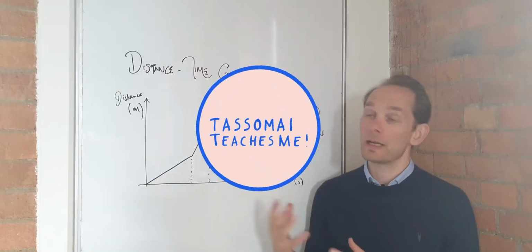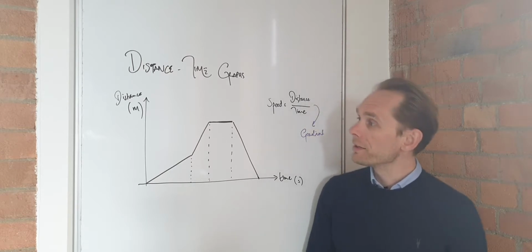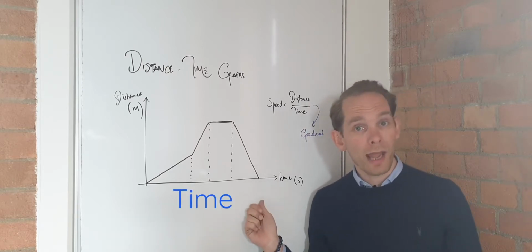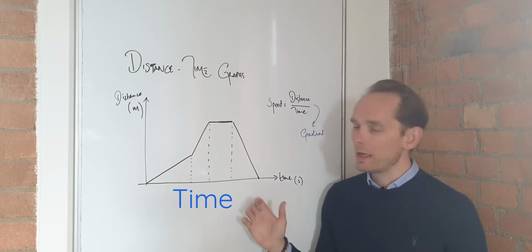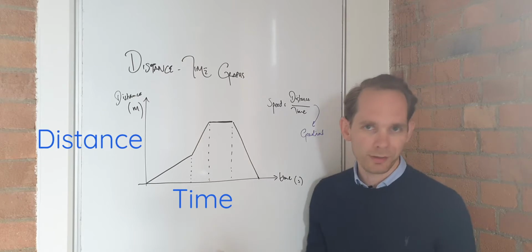Hello, this video is about distance-time graphs, how to plot them and how to interpret them. So first of all, let's just talk about axes. Time always goes on your x-axis in a graph like this. It's your independent variable, so that's the x-axis, and then on the vertical we plot distance.